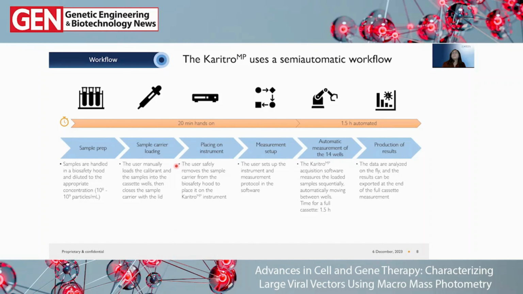operation. Then the sample carrier needs to be closed with the lid, transported outside of the biosafety hood and placed on top of the instrument. At this point, the user needs to set up the instrument and the software, so the measurement protocol, as well as define which sample is contained in which well. At that point, the software goes by itself, moving from well to well and measuring the 13 samples plus calibrant. The full time for a cassette measurement is, as said above, 1.5 hours.